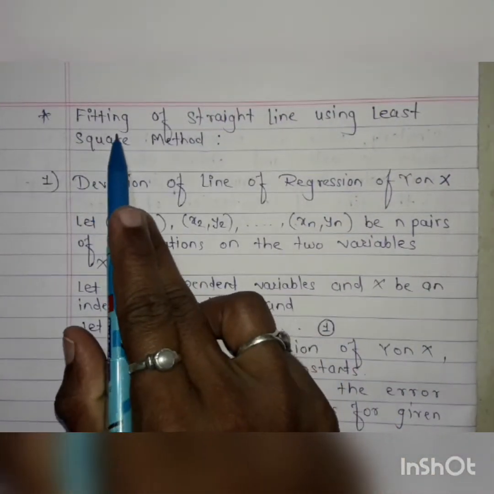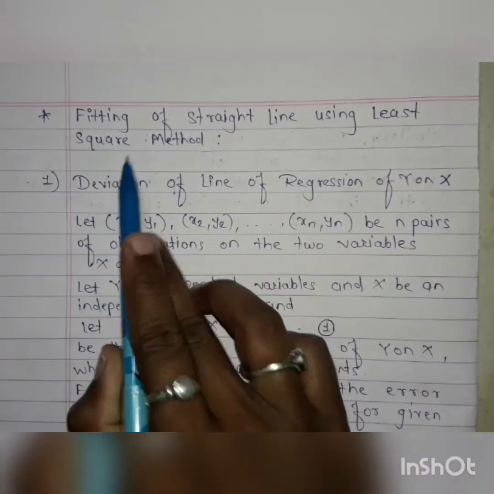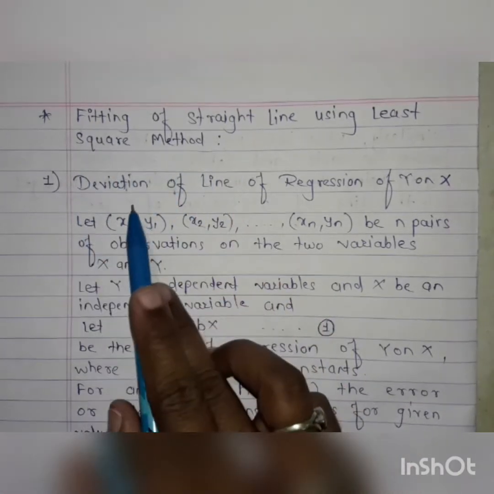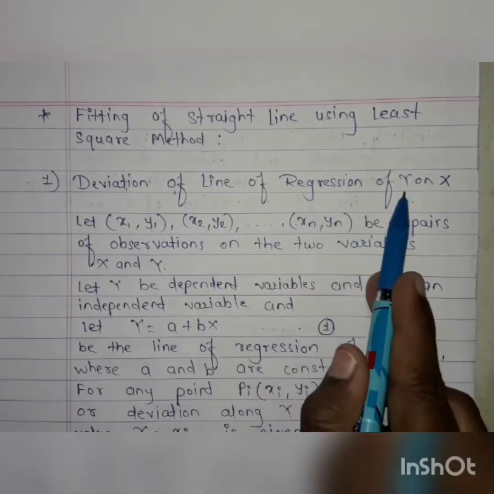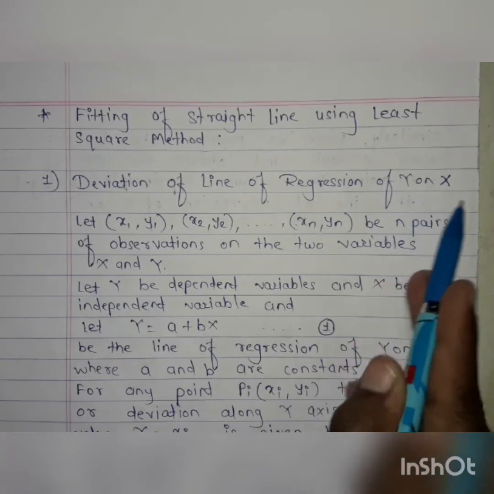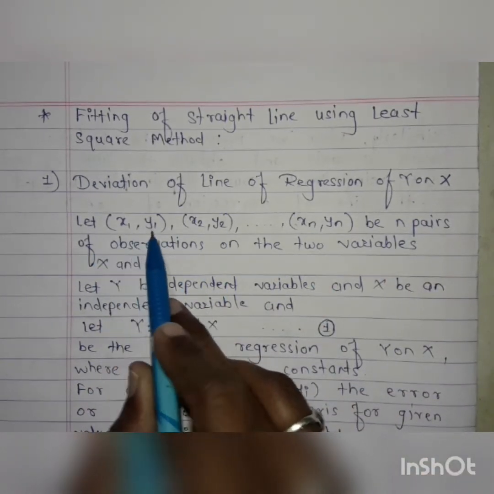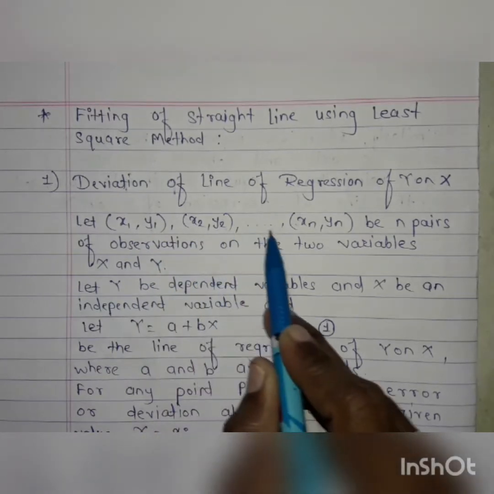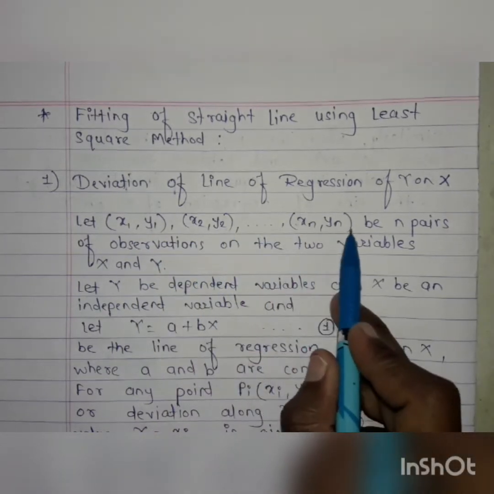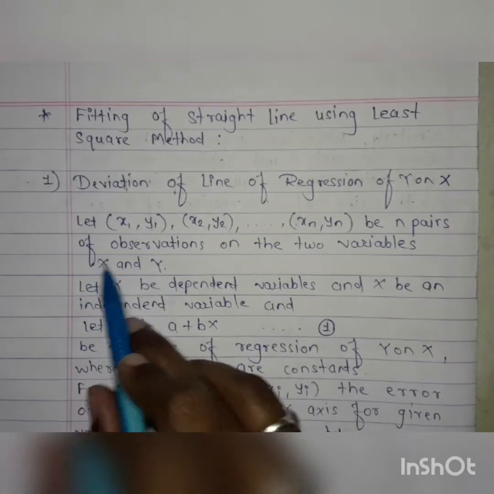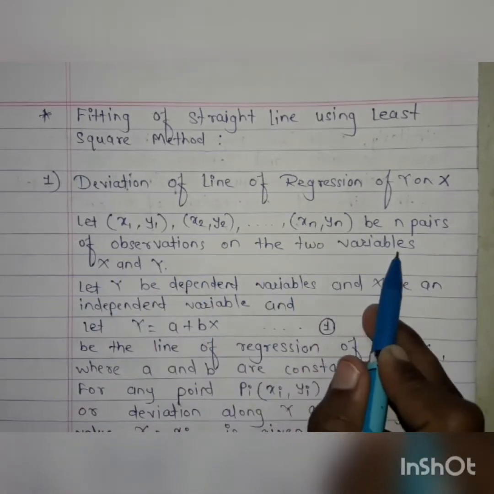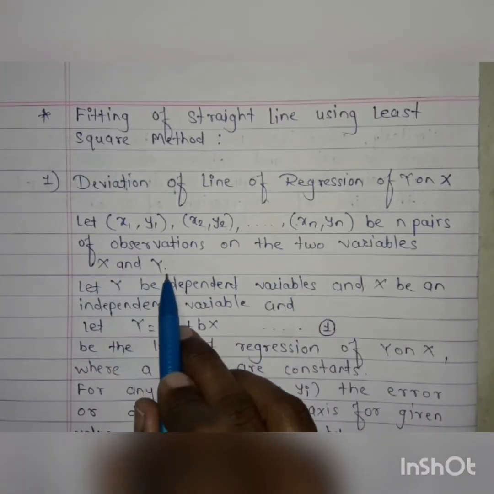Next point is fitting of a straight line using the least squares method. First point is derivation of the line of regression of Y on X. Let (x1, y1), (x2, y2), and so on up to (xn, yn) be n pairs of observations on the two variables capital X and capital Y.